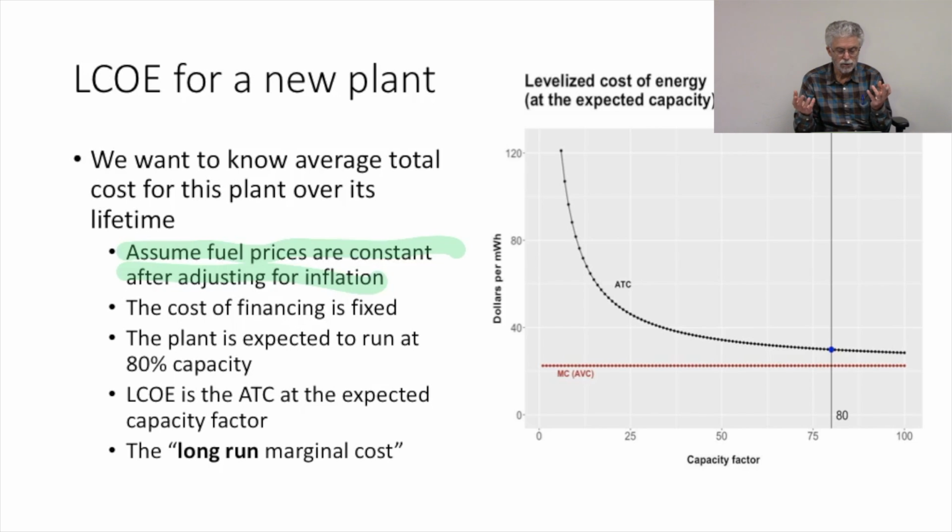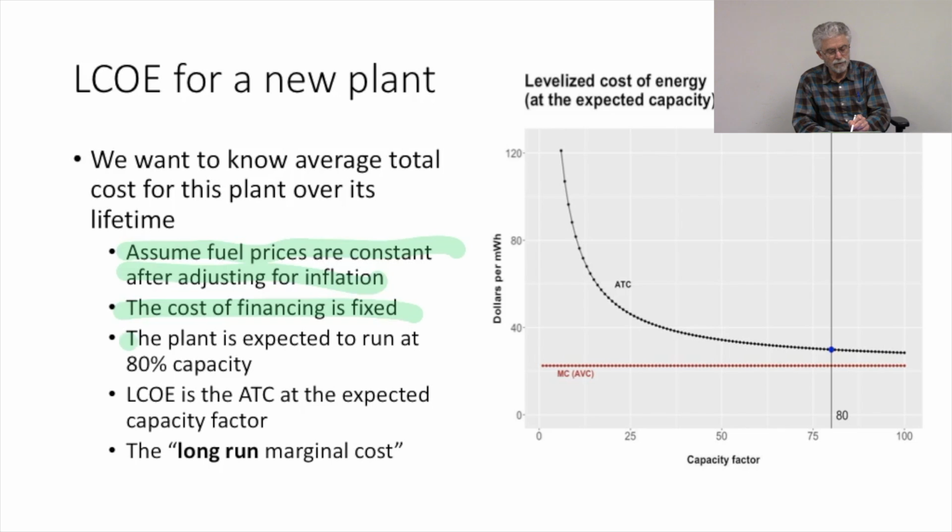So let's just assume that once we've adjusted for inflation, fuel costs are going to stay more or less the same over the lifetime of the plant. It doesn't mean the fuel costs are going to be constant. It means they're not going to go up much differently than the rate of inflation. A reasonable assumption to make about fuel costs. The cost of financing the plant is fixed. We write a 30-year contract for the plant. It's going to be a fixed monthly cost for the lifetime of the plant. That's a nice, easy thing to predict.